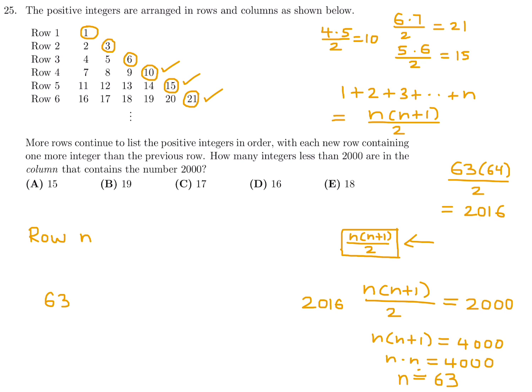Well, because every row, the row number tells you how many numbers are in it, right? The first row has 1, second row has 2, sixth row has 6. So the 63rd row is going to have 63 numbers in it. And that means that 2000 has got to be in there somewhere. Yeah, dot, dot, dot, I'm not going to list them all.